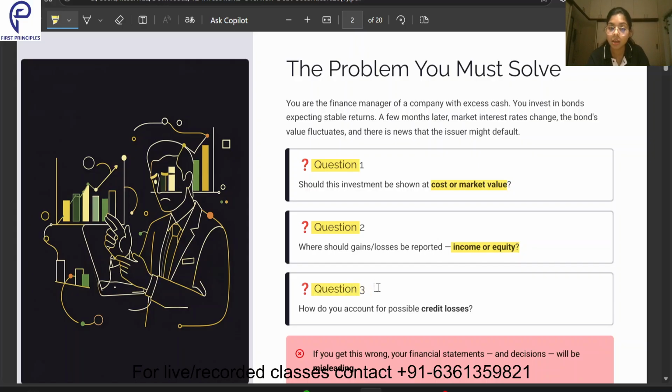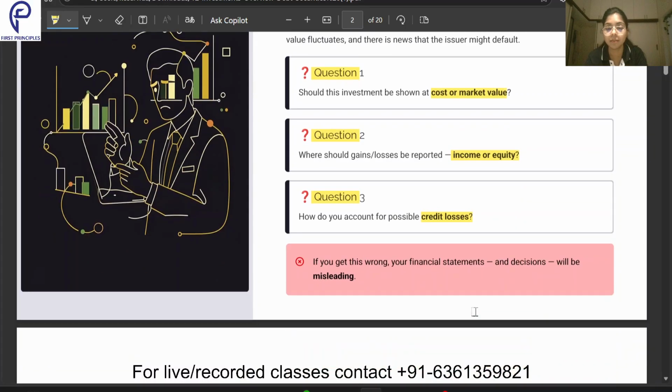Then the next question we are going to solve is how do you account for credit losses? What are credit losses? We have a debt security. We have given debt to someone and in exchange we have got some security, which means a piece of paper, to be precise, like bonds or debentures. When I have given money to someone, there could be a chance that they would default on that payment. They would not pay us back. In that case, we have to record a credit loss. So how to account for those credit losses, that we are going to study.